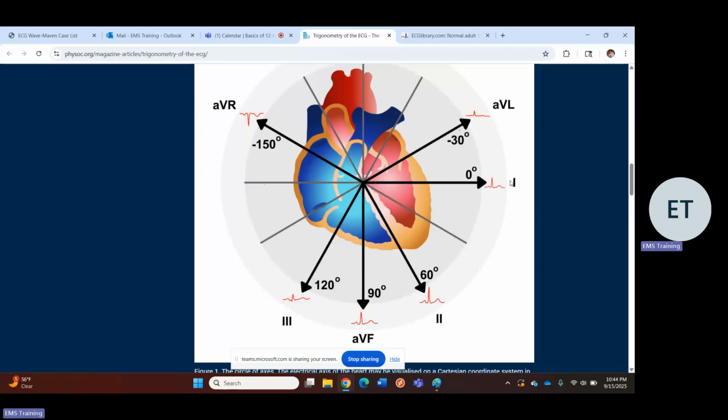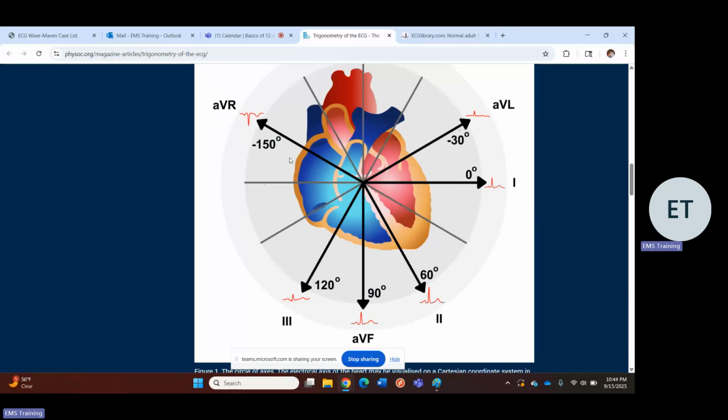What happens if lead 1 is negative? That means instead of going this way towards lead 1, it's going this way, away from lead 1. What part of the heart is this? This is the right part of the heart. So if it's going away from lead 1, still kind of towards AVF, because it's still kind of going down, but away from lead 1 would be negative. That is right axis deviation.